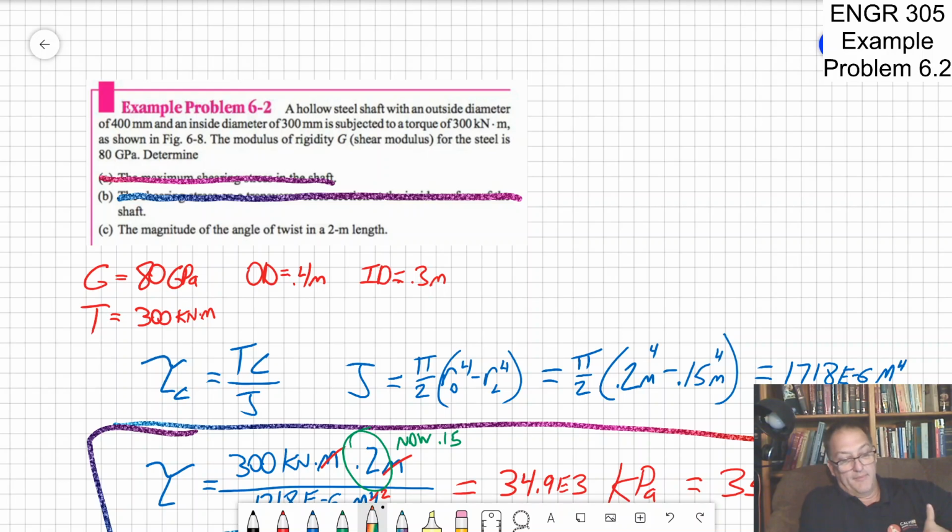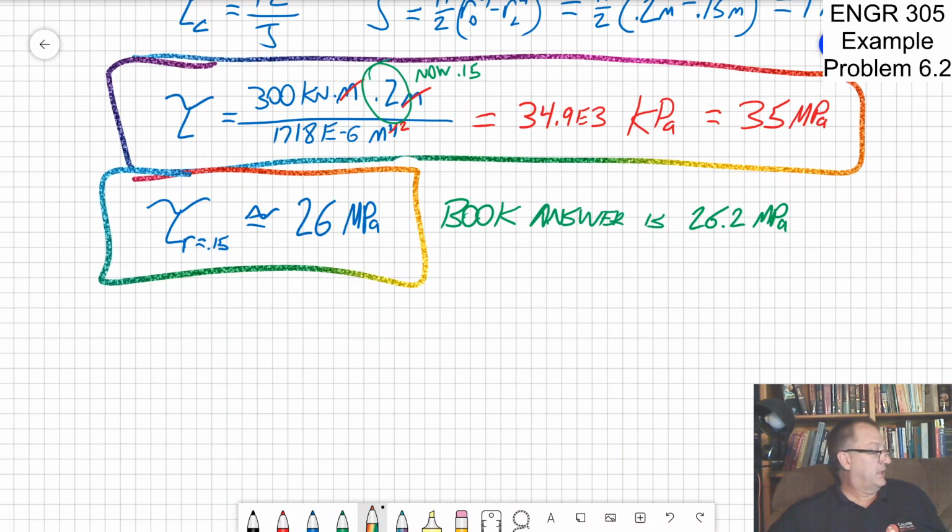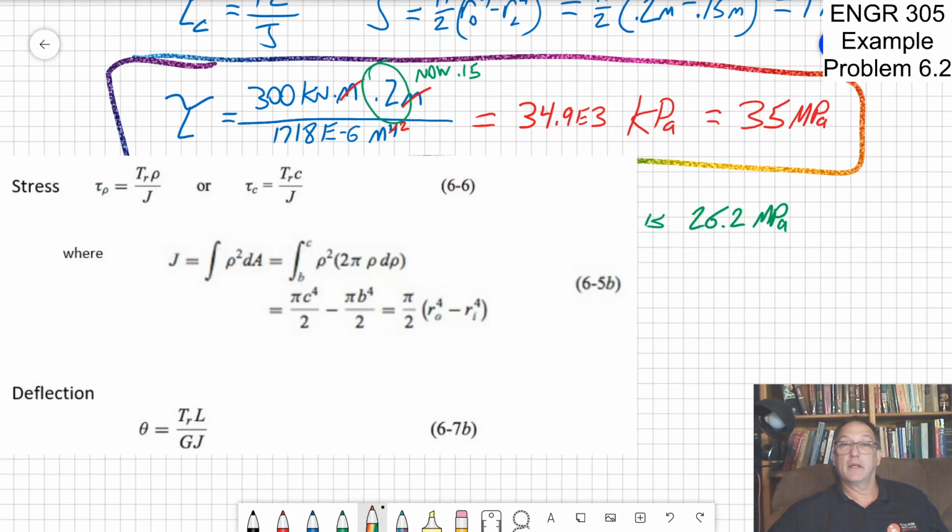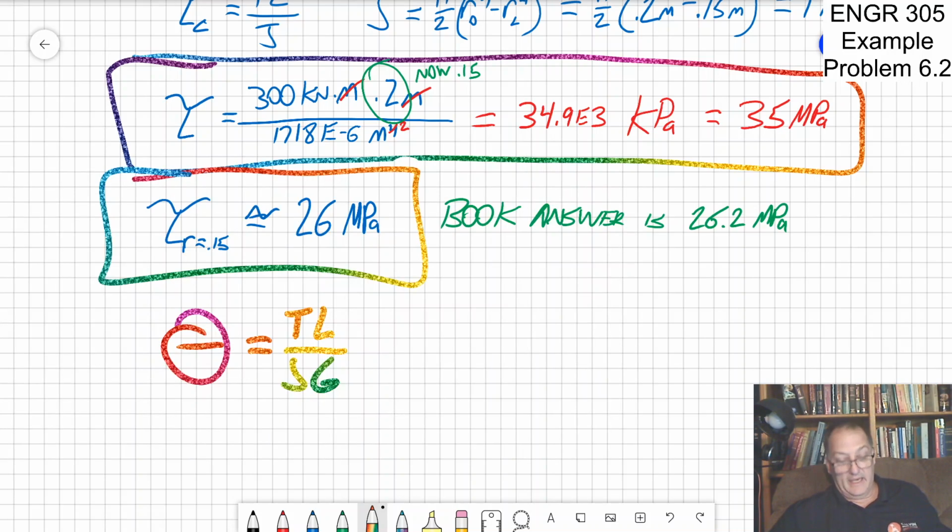Last one: the magnitude of the angle of twist if it's 2 meters long. Do we know our equation? I got my secret button there I can push. Theta, down at the bottom, theta is equal to TL over GJ. Yeah, I wrote it in sparkly pencil.